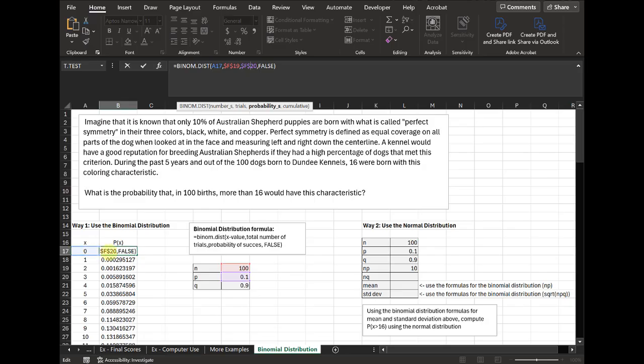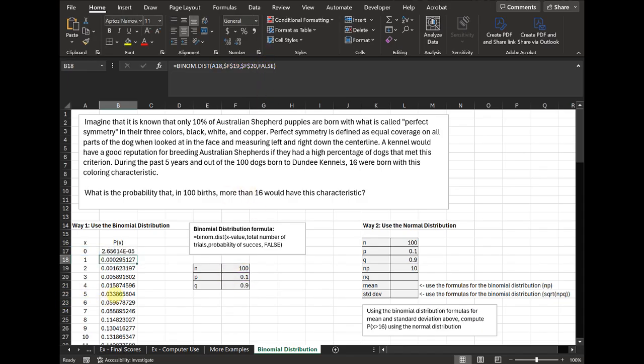If you click on one of these binomial distribution formulas, you'll see how I have this set up. I'm referencing my X, then the number of trials, that was 100, and the probability of success, and then I have the false here. The nice thing is, once I set this up, you can see this formula can just be dragged all the way down. So it's easy enough to set this up with Excel.